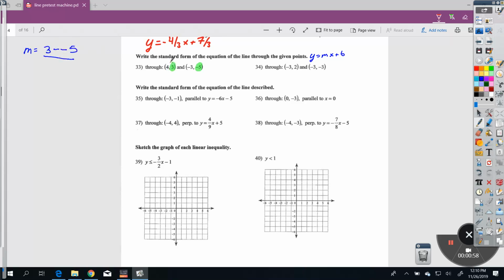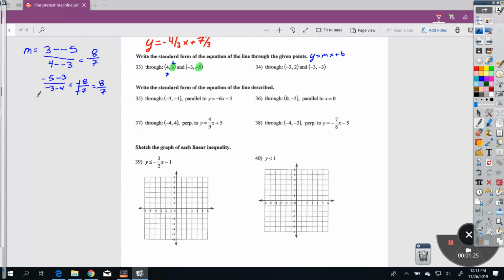Because I chose this one first, I must choose this x value to go first when I do x minus x. So 4 minus a minus 3. So that makes 8 over 7. If I were to have done it the other way, -5 minus 3 over -3 minus 4, I still get -8 over -7. And a negative divided by a negative is a positive, and I get my slope is 8/7.